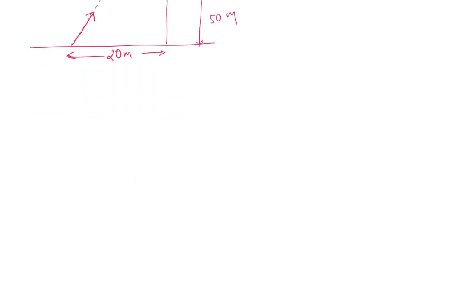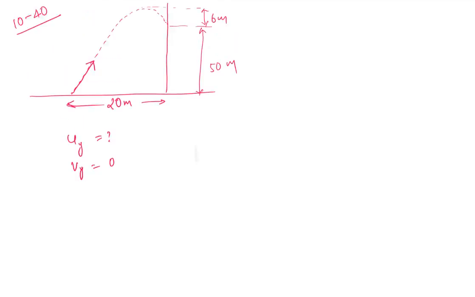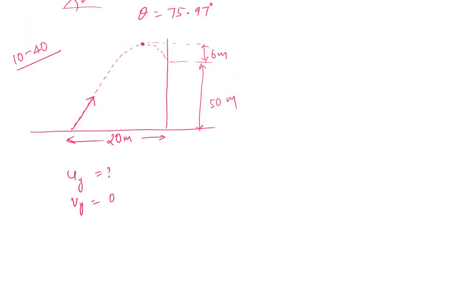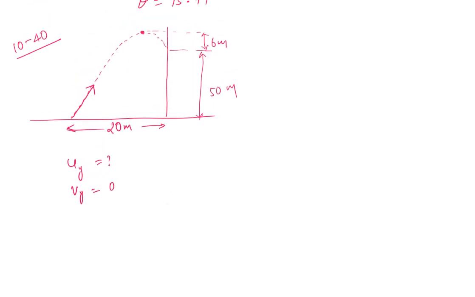Okay, so what are the things we know? Initial velocity in the y direction, vertical direction, we don't know. Final velocity we know, because when the ball reaches the apex, the very top, its vertical velocity is 0. And the distance at that point is 50 plus 6 is 56. Sy is 56 meters, and of course a is equal to g is equal to 9.81 meters per second squared.